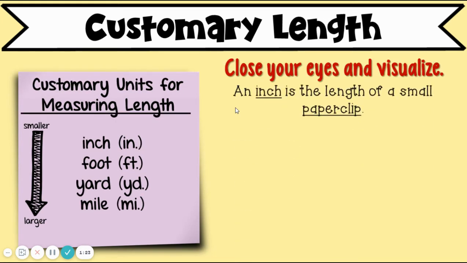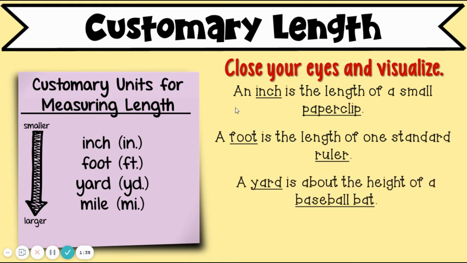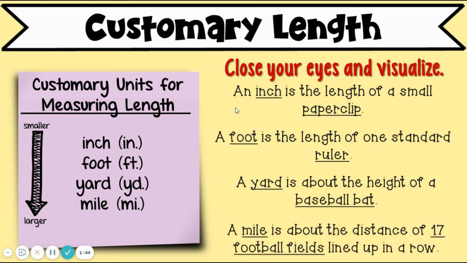So visualize, an inch is about the length of a small paper clip. A foot is the length of one standard ruler. A yard is about the height of a baseball bat. And a mile is about the distance of 17 football fields lined up in a row.